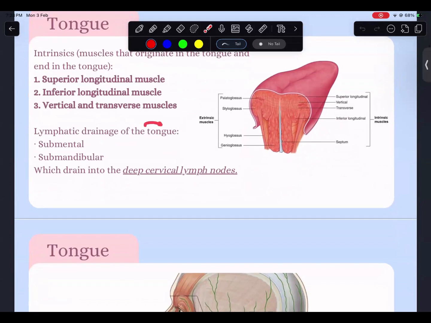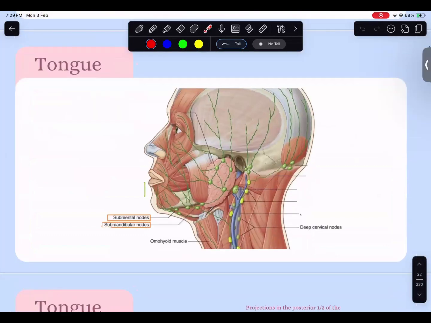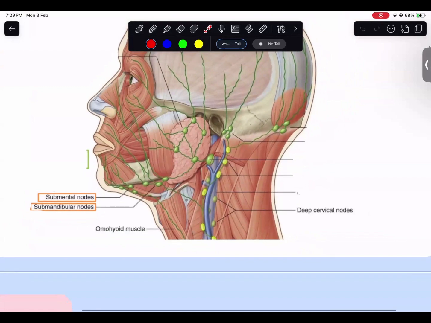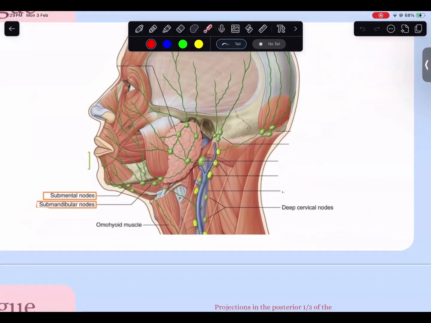For the lymphatic drainage of the tongue, really important, submental and submandibular nodes, they all drain into the deep cervical lymph nodes. I'm going to show it in the picture here. It's much better. So you can see this is the submental nodes, and this is the submandibular nodes, and they all drain into the deep cervical nodes right here. So you can see the connection of the deep cervical nodes here. So really important to remember: submental, submandibular, deep cervical nodes.